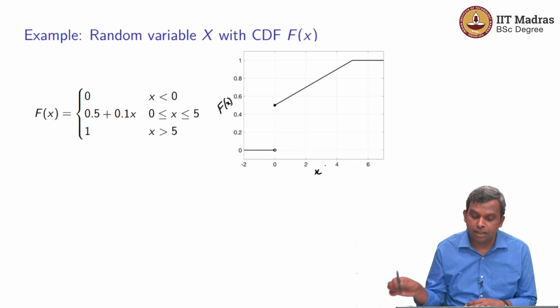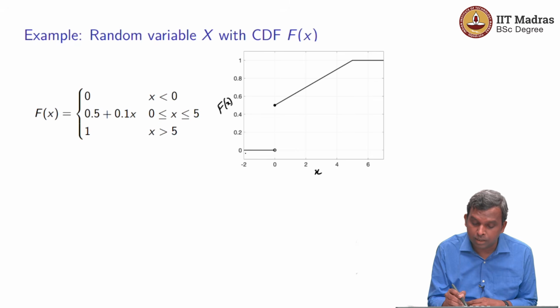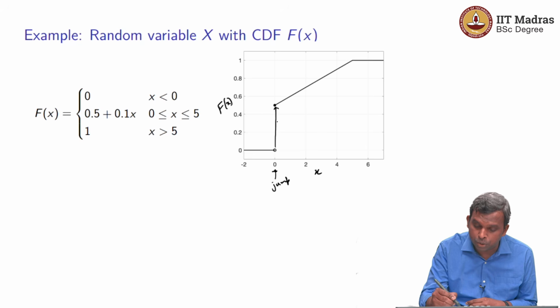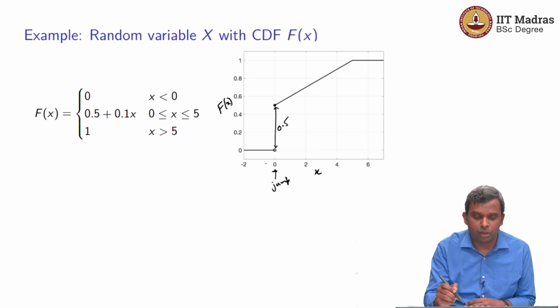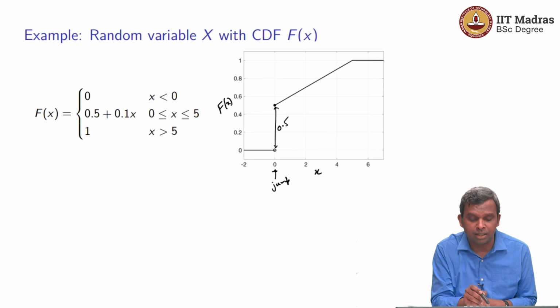That's the picture that we have here. You can see it starts at 0, it keeps going, it stays at 0 till 0. At 0, there is a jump. And what's the magnitude of the jump? The magnitude of the jump is 0.5. You can quickly see, even from this definition, that for x strictly less than 0, it's 0. For x equal to 0, it's 0.5. It has jumped up by 0.5.